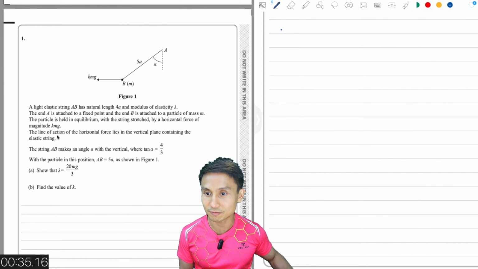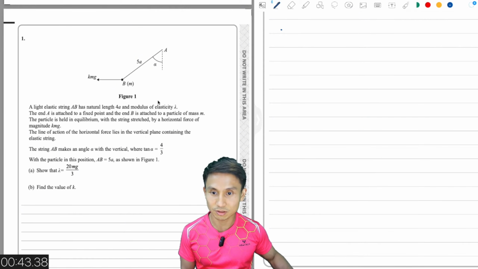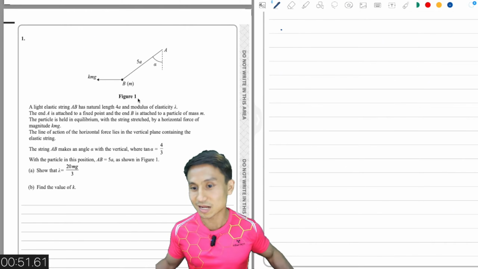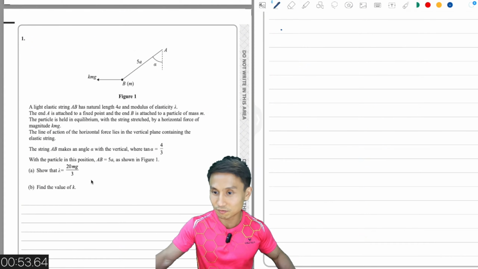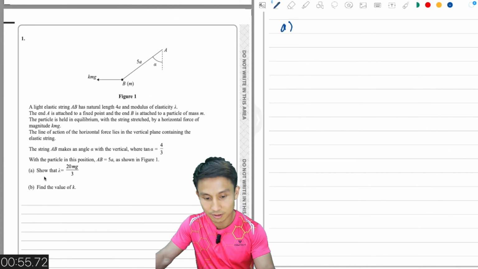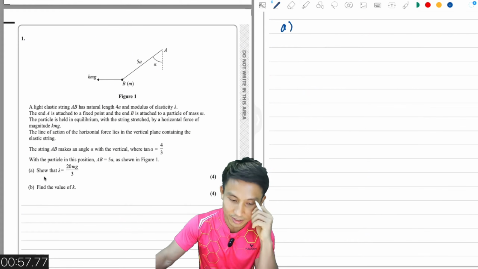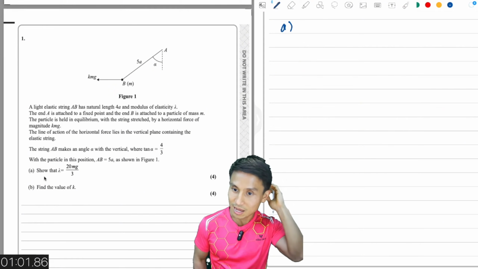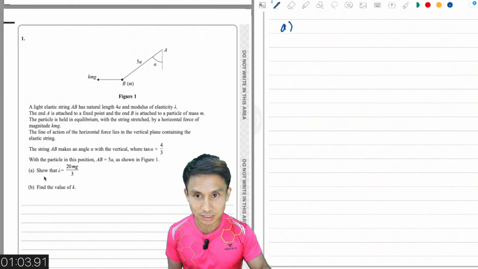The line of action of the force lies in the same vertical plane. The string AB makes an angle alpha with the vertical, where tan alpha is 4/3. With the particle in this position, AB equals 5a. Everything is in the diagram already, guys. As shown in figure 1a, show that lambda is that. Okay, so lambda is the modulus of elasticity, and we're going to solve that by just using static equilibrium.